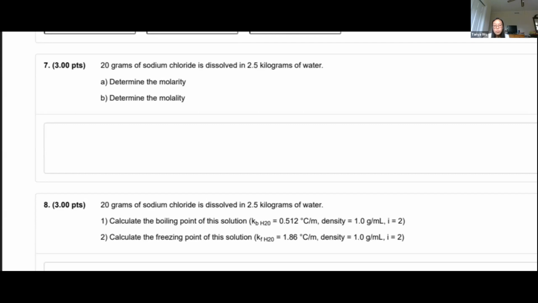The molality will be a number, so it's not just an AC. No, because molality is moles of the solvent over the kilograms. So the kilograms is 2.5, and you need to figure out how many moles there are. And we learned last time that the molar mass is moles over grams. So we want the number of moles at the end.